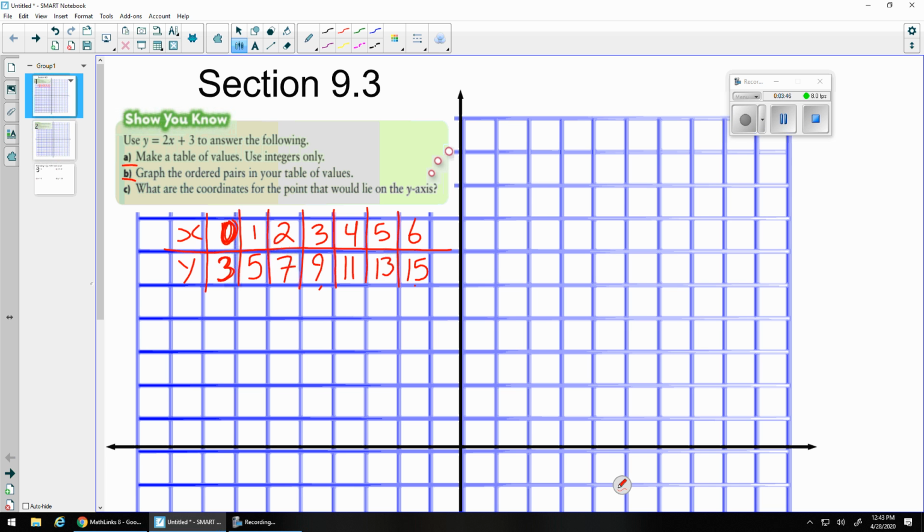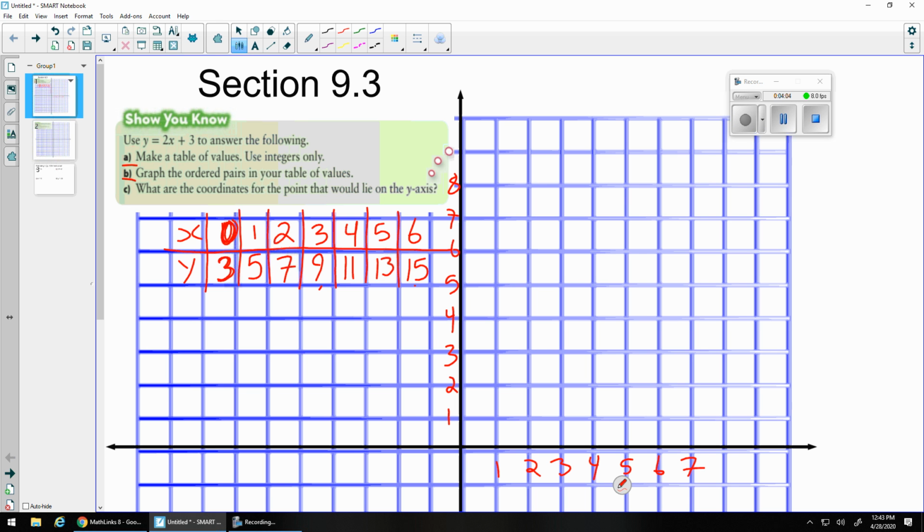B, we have to graph the ordered pairs. So if we have our graph, 1, 2, going up on the y, 5, 6, 7, and then on the x, 1, 2, 3, 4, 5, 6, 7.